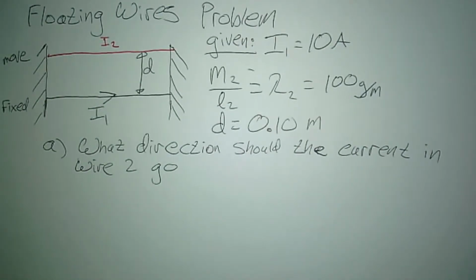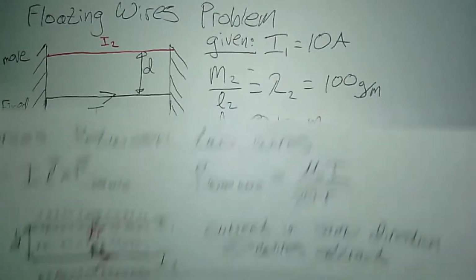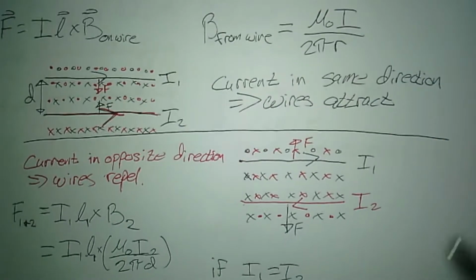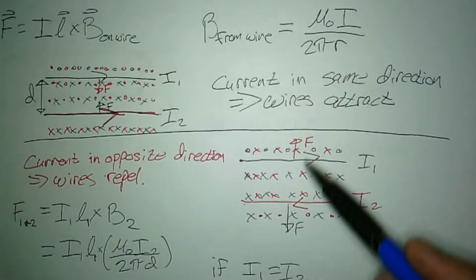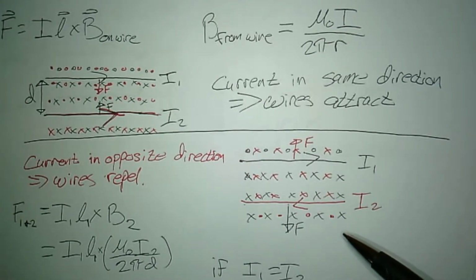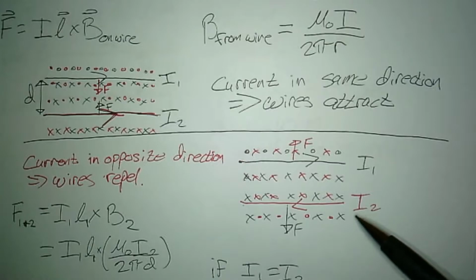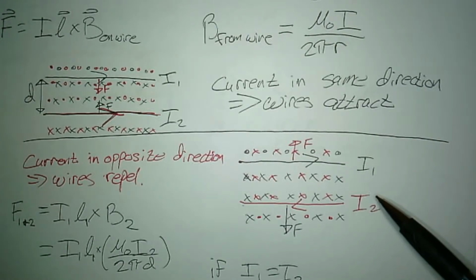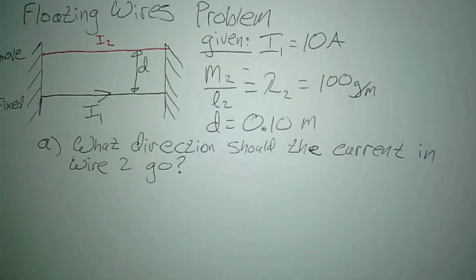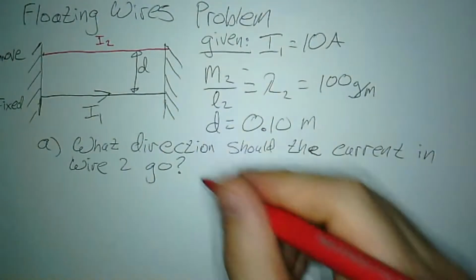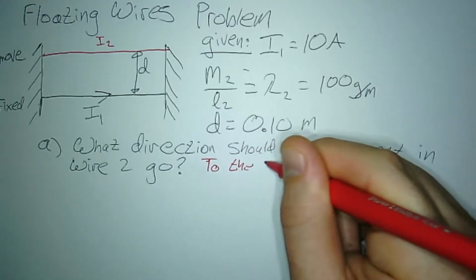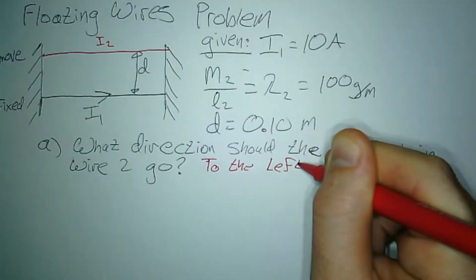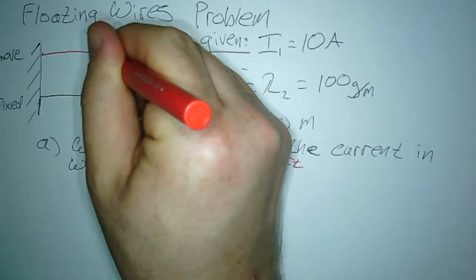So part A asks us, what direction should the current in wire 2 go? Well, what we learned in the previous video is that when the currents are in opposite directions, the forces repel each other. So we want to have the current in wire 2 be opposite of wire 1. So our answer here is to the left. And let's go ahead and draw that on our picture. All right.